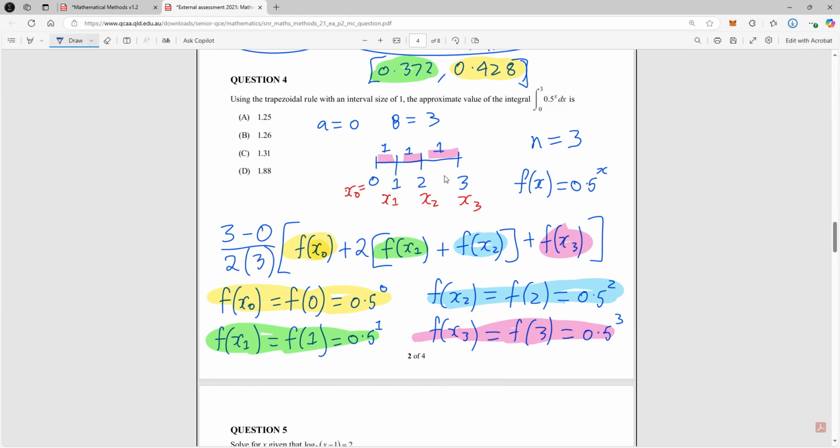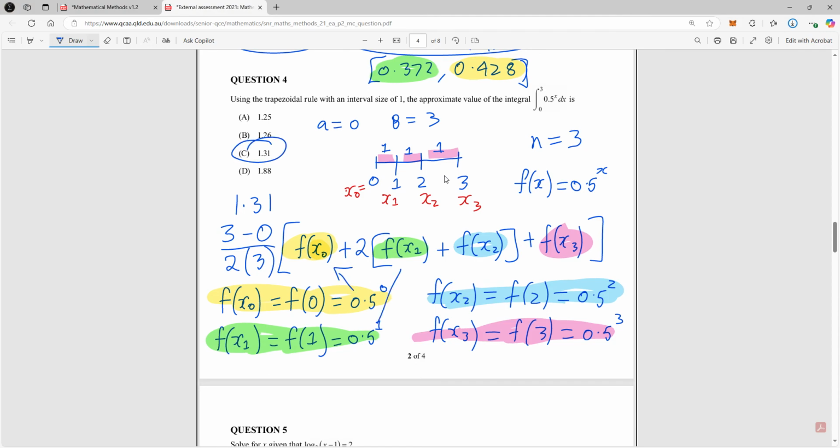Okay. So I would plug this straight into my calculator. So put those values where they are in the colors. Don't forget the times 2 there. Now when you put that stuff in, it should give you approximately about 1.31. Okay. So the correct answer is going to be C.